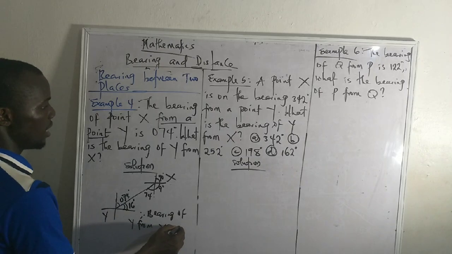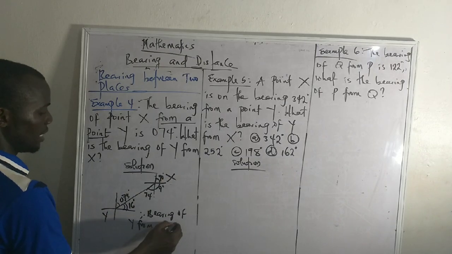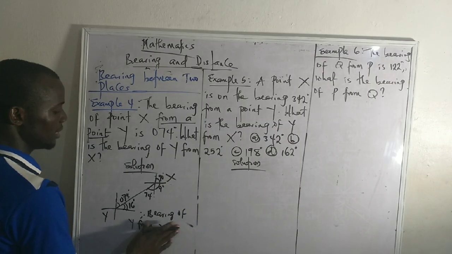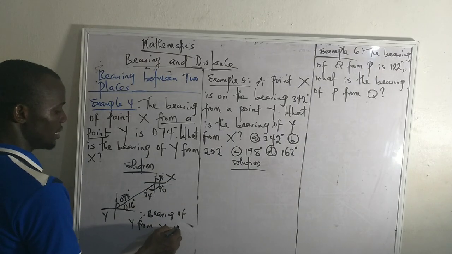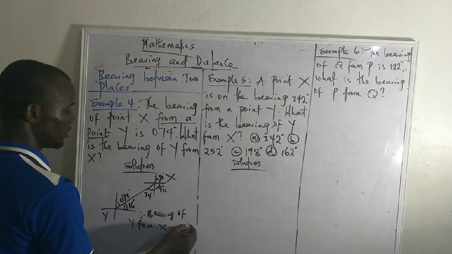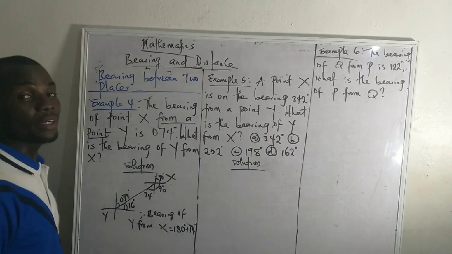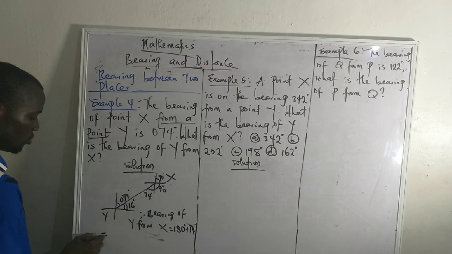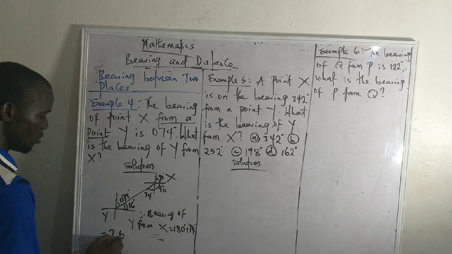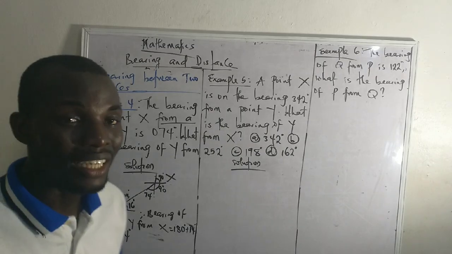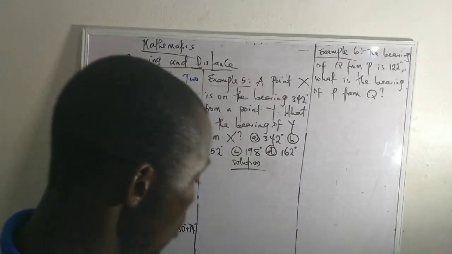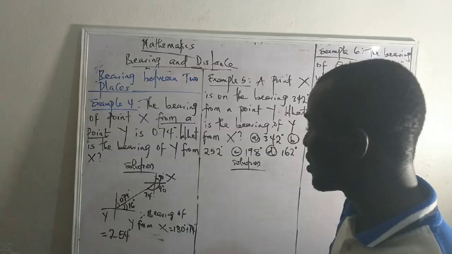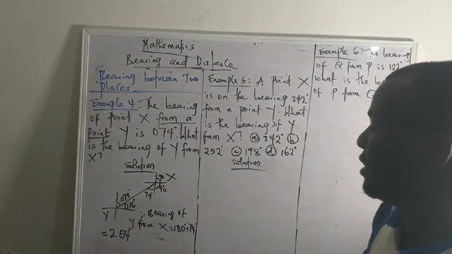That is 90 plus 90. Everything is already 180. This place is 180. So we have 180 degrees plus 74 degrees. And what will that give us? That will be equals to 254 degrees. So the bearing of Y from X is 254 degrees as shown on the board.